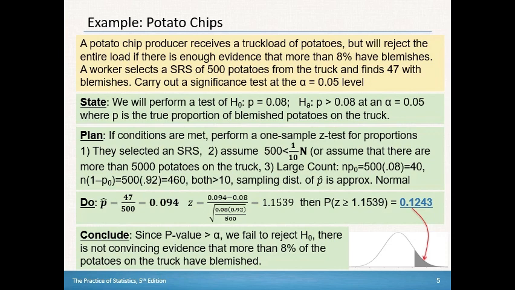And so how often would we expect it to be as high as 9.4% or higher? We would expect that to happen just by chance 12% of the time. So we don't think that that's rare enough, so we're not going to reject this. This could have happened 12.5% or so of the time when the blemish rate truly is 8%. So this is not strong evidence to say that the blemish rate is above 8%.